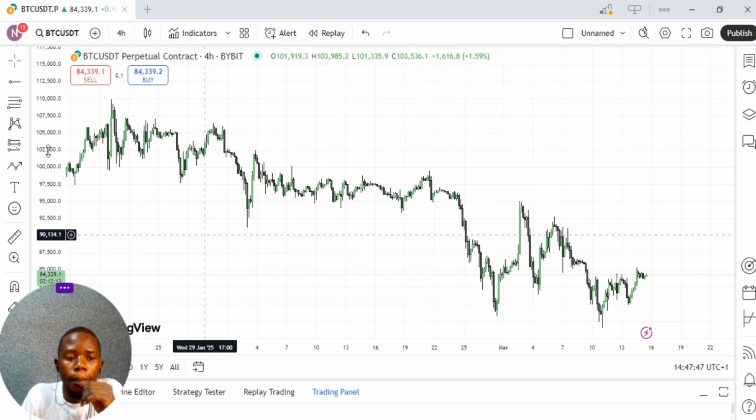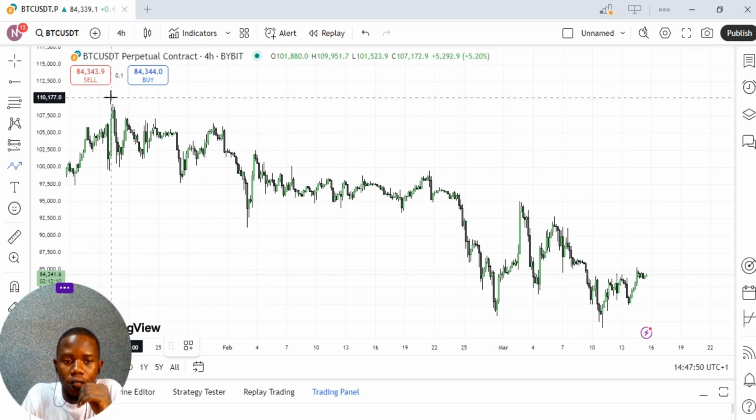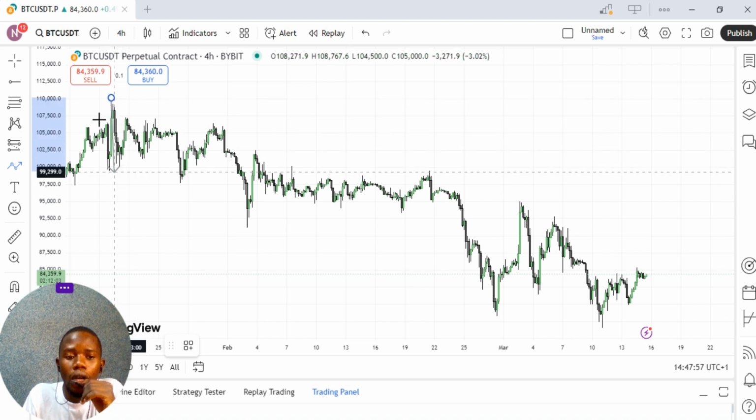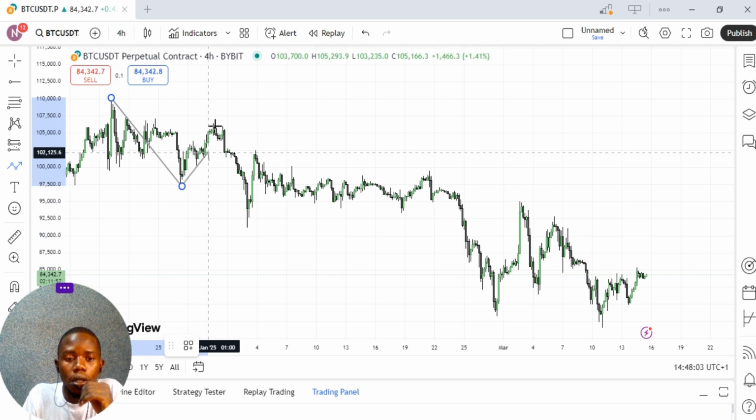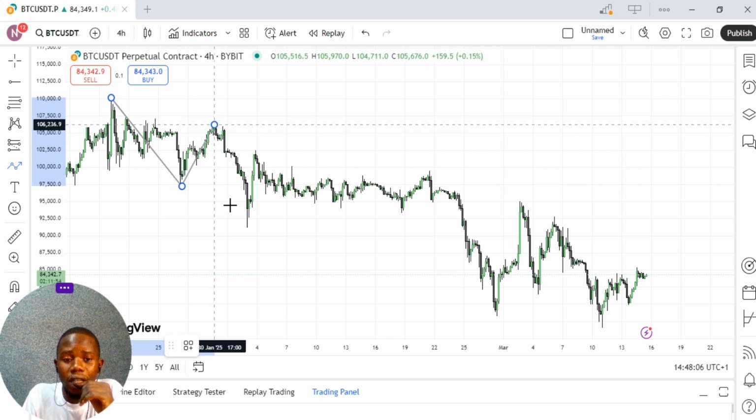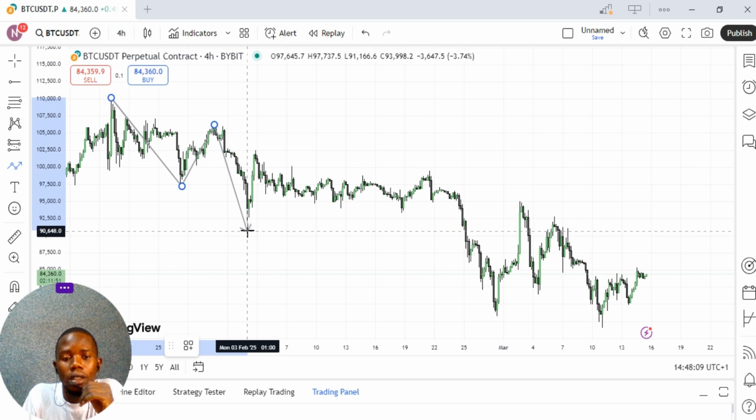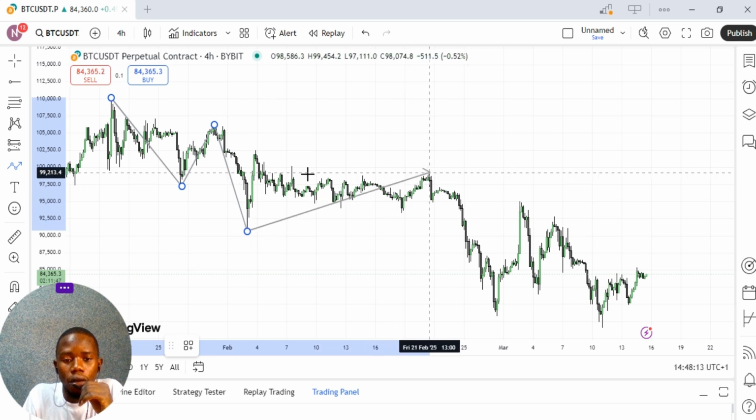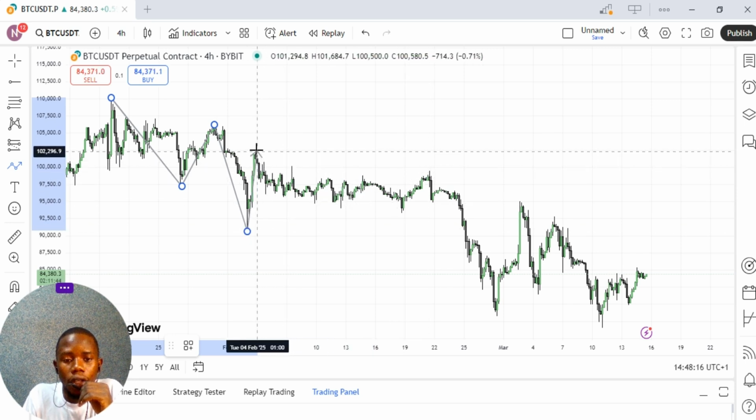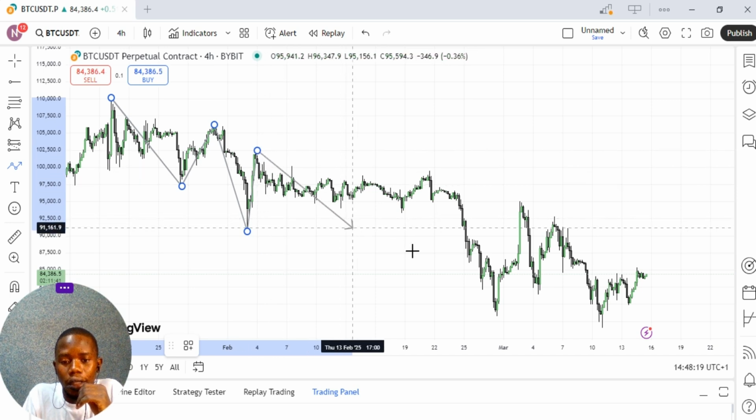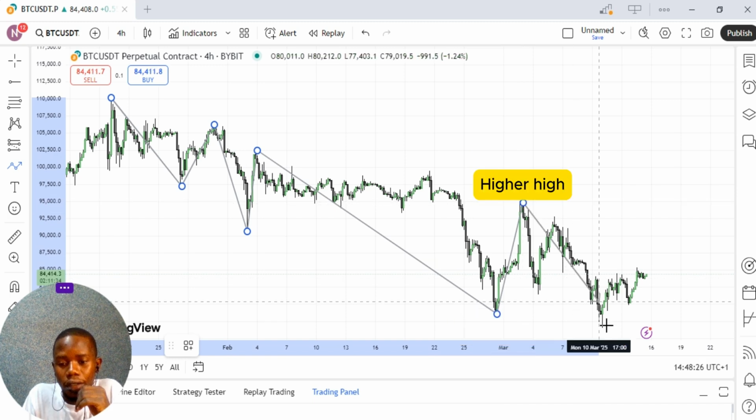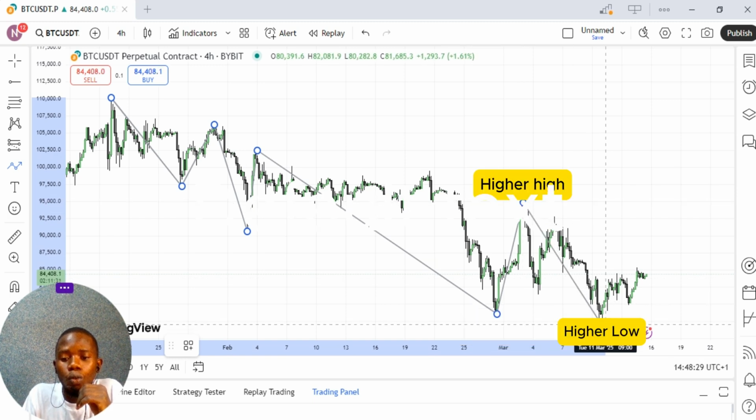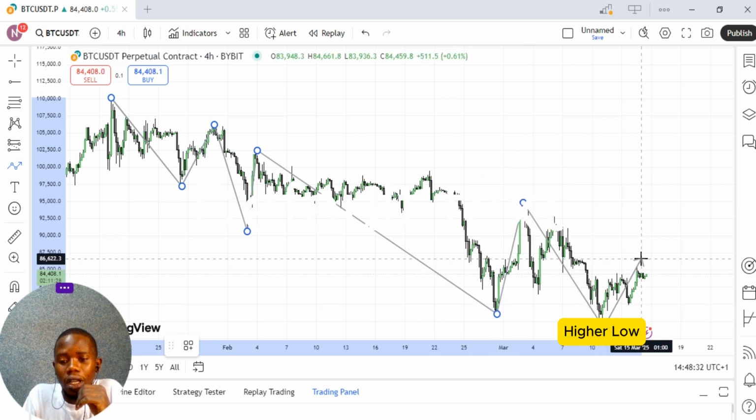Now on the higher time frame right here on BTC, as you can see, we are currently in an uptrend. So you've already marked out your higher highs and higher lows. This higher low, and then here is your higher high, and then here is your higher low, then here is your higher high, here is your higher low. So what we expect now is the market should create a higher low.